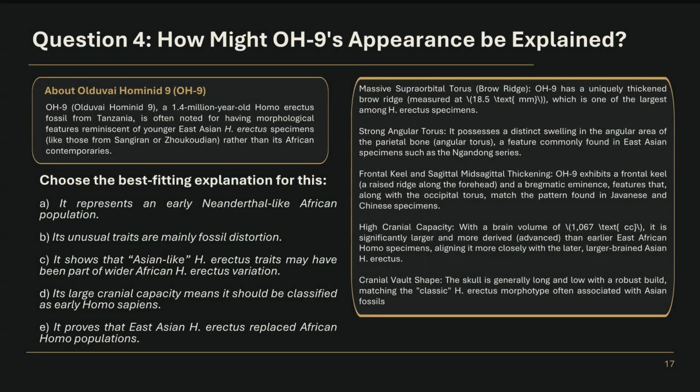Practice interpretation, OH9. Members of the same species show variation based on things like region, sexual dimorphism, and age. Given that logic, why does OH9 display Asian-like Homo erectus traits despite being found in Africa? I'll give you 30 seconds to decide on your answer before proceeding with the answer.